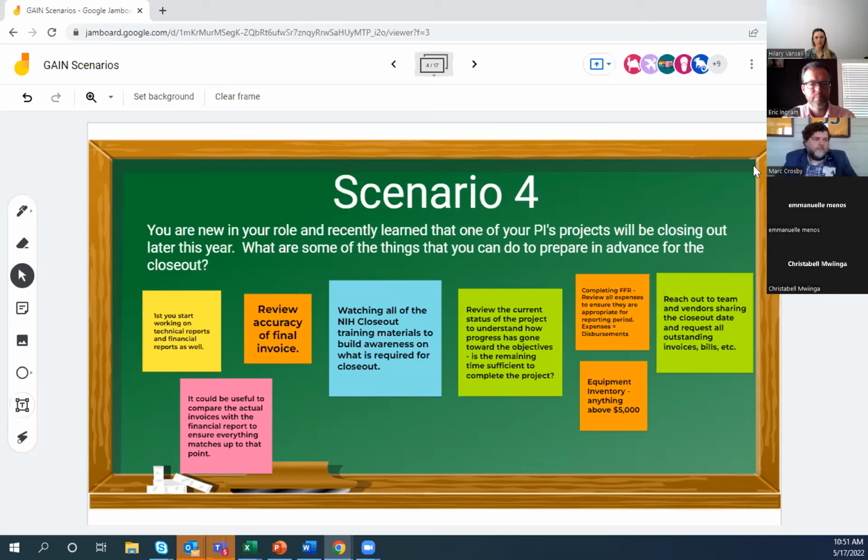And then we also have to do at the end of the project an inventory report where we have to inform the donor of any sort of equipment that cost above $5,000 and send them a list and make sure that all those items are properly tagged and identified within the institution. We mentioned that we also have to start preparing for the technical report and ensuring that that is submitted on time. And I do think that there's one last one. This is watching all the NIH closeout training materials, just to kind of get familiar, not towards the end, but throughout the year, of what will be required for the closeout report.